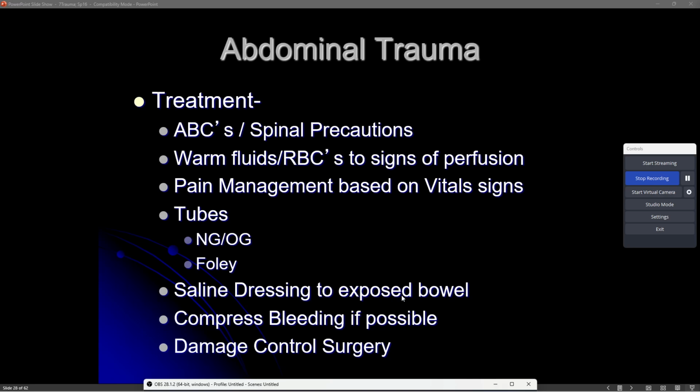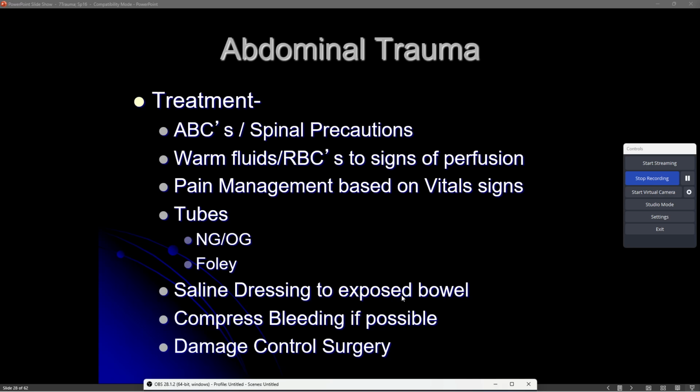We're going to compress bleeding wherever is necessary and possible. We can do pressure first, and by pressure I mean get some 4x4s, put them on the site that's bleeding, and apply pressure very tightly. Do not lift up. Do not take off the gauze that you just put there.